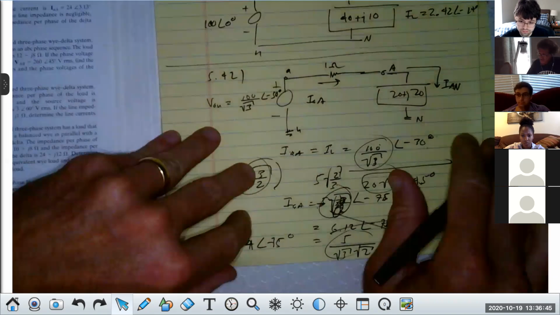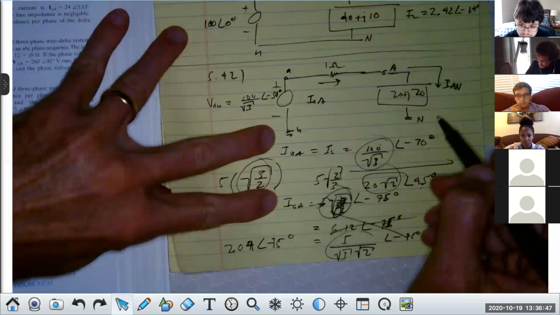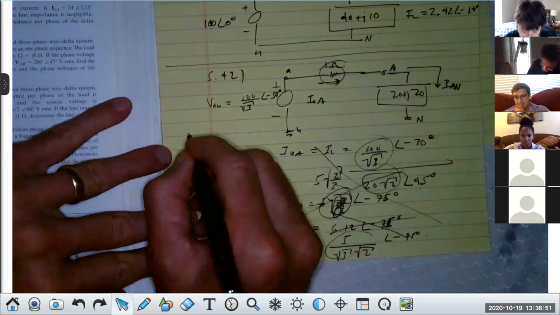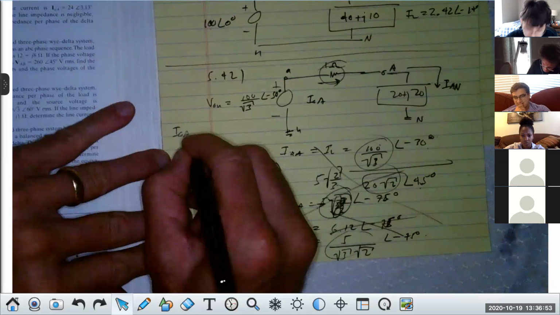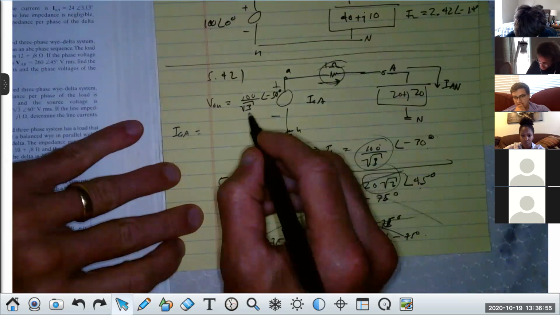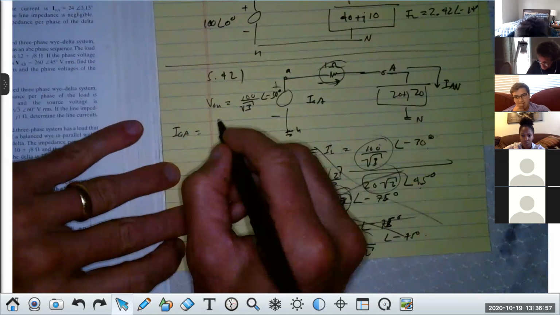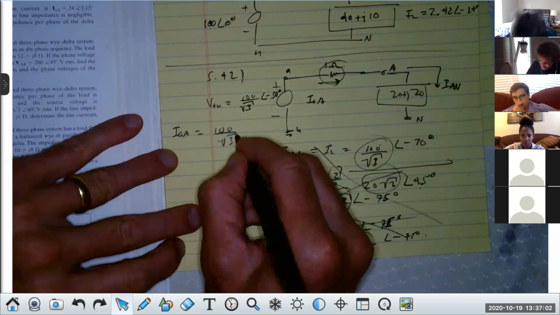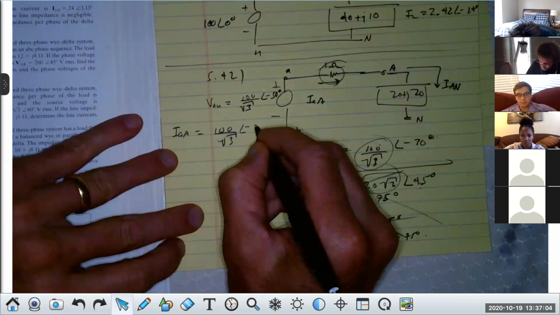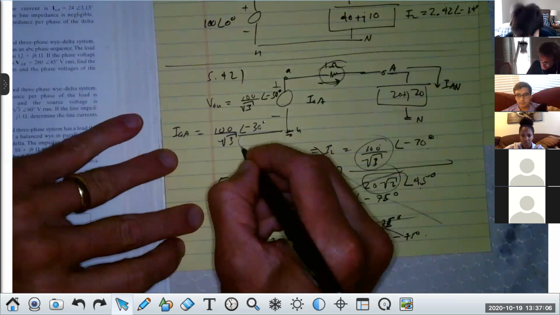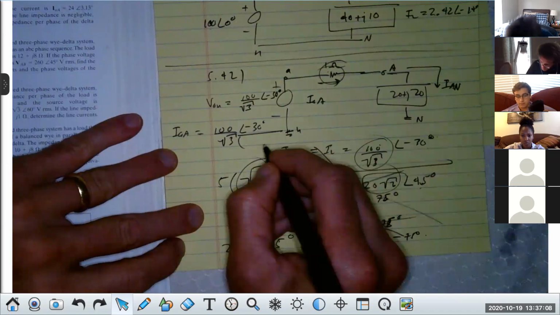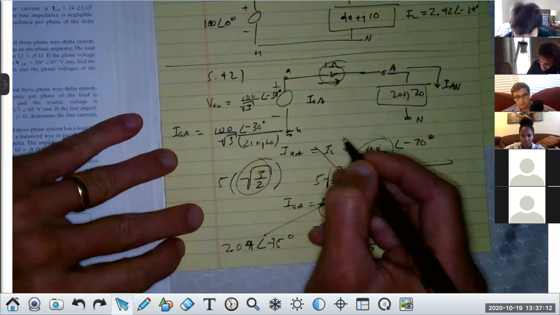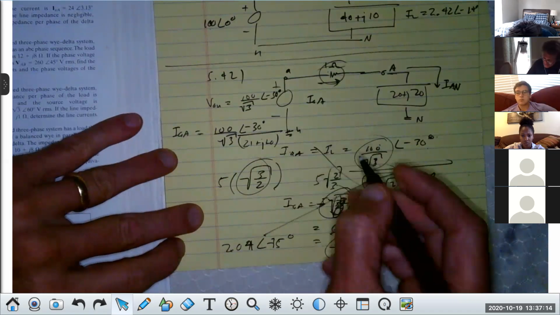Let me finish this correctly. Here's the problem. I forgot the 1 ohm. So to slow down and do it right, small a, large a would exactly be equal to this voltage, which is 100 divided by square root of 3. It'll be about the same at an angle of minus 30 degrees. Then it's divided by 1 plus 20, or 21 plus J20. My bad. It's not going to change it much, but that would be the exact right answer.